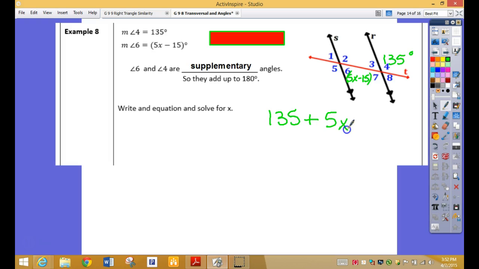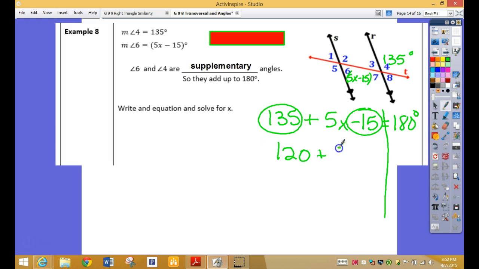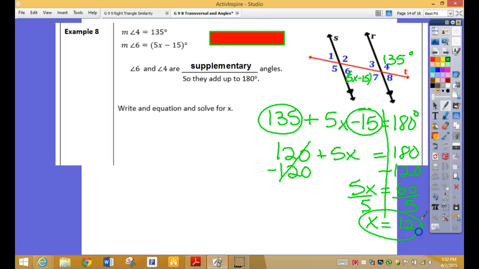Plus 5x minus 15, they will equal 180 degrees. Solve that equation, combine my like terms. 135 minus 15 is 120, plus 5x equals 180. Subtract 120 from both sides. Now I have 5x equals 60, divide both sides by 5, x equals 12. So if I write an equation and solve for x, x equals 12.